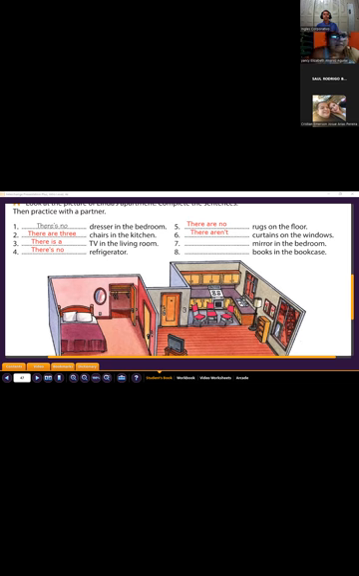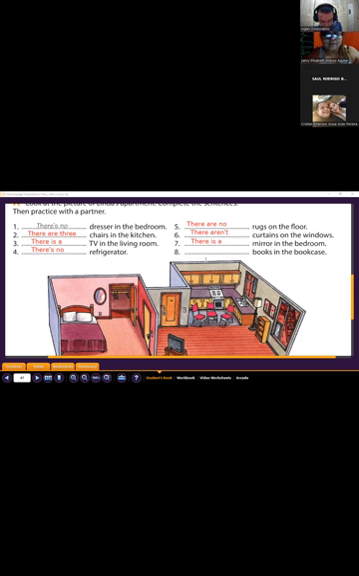There is a mirror in the bedroom. There is a mirror in the bedroom, right? There is a mirror in the bedroom. Correct. Yes. Number eight, please.